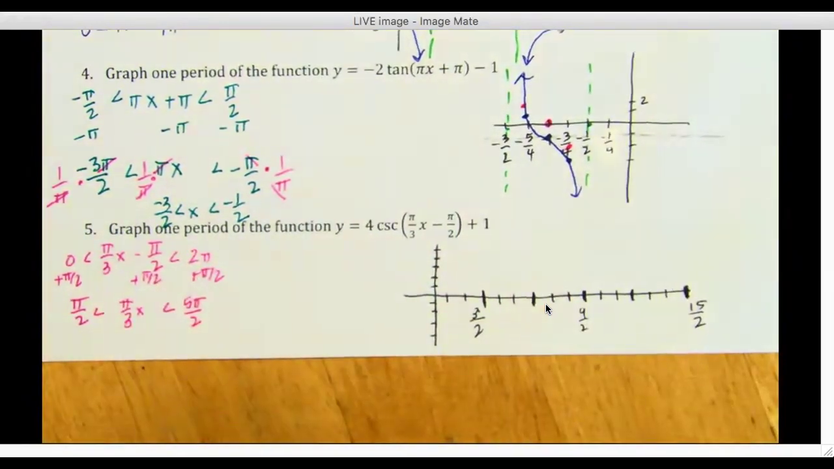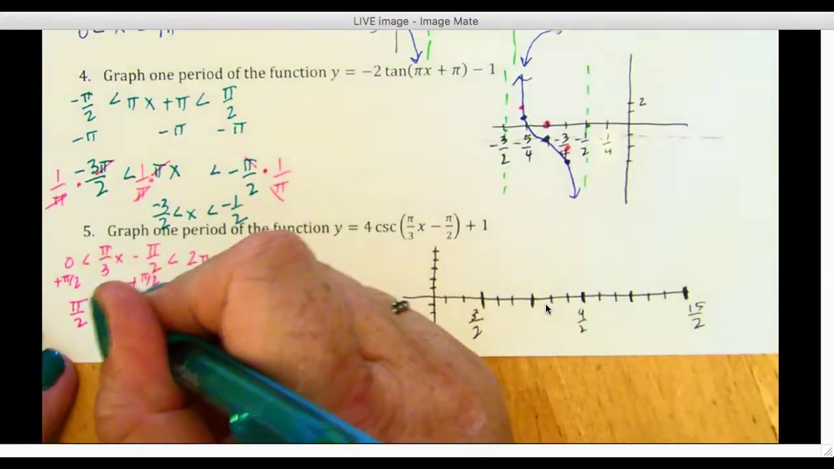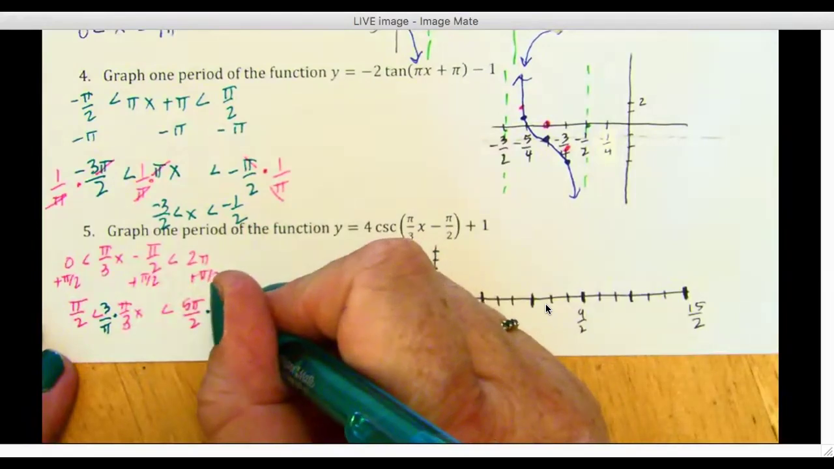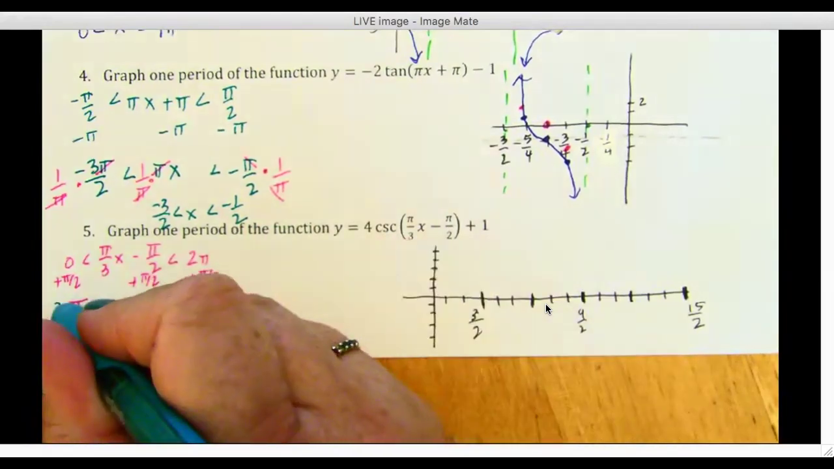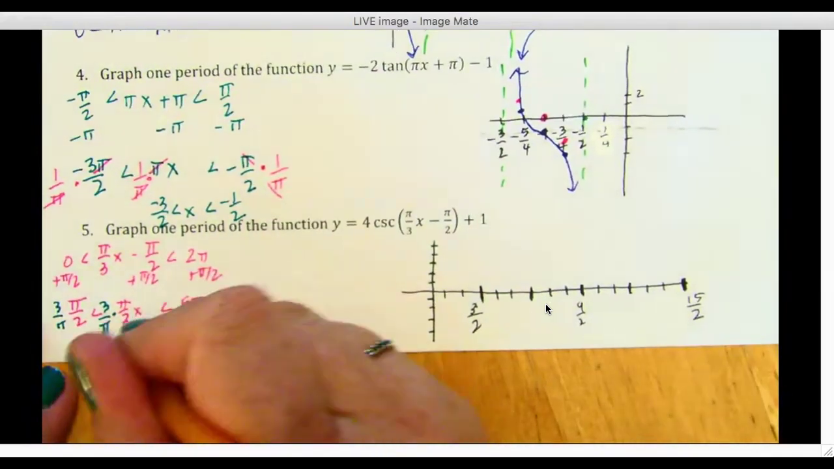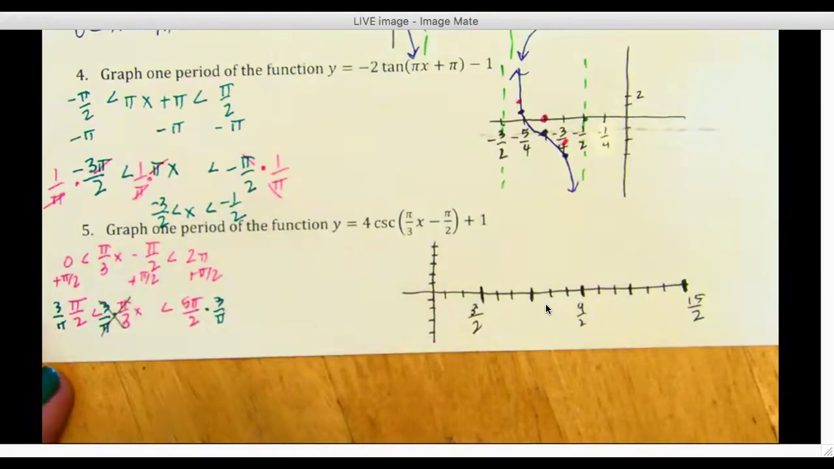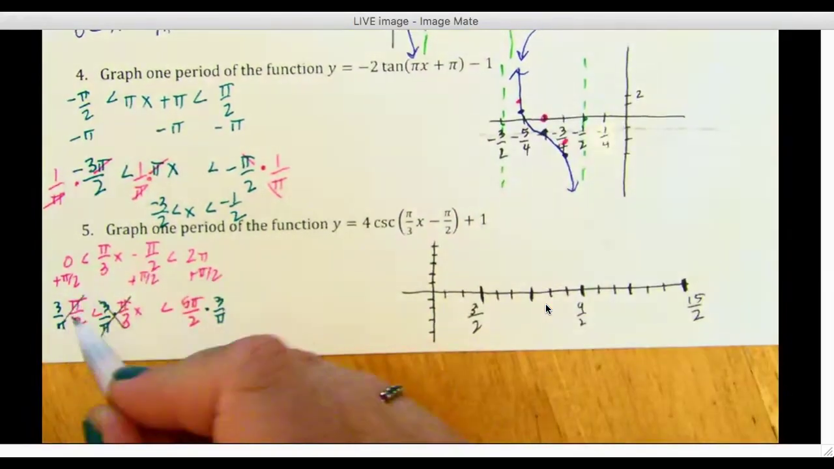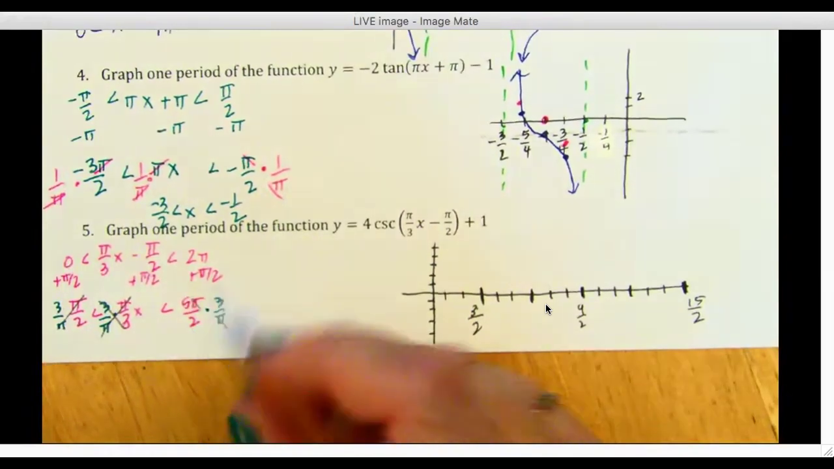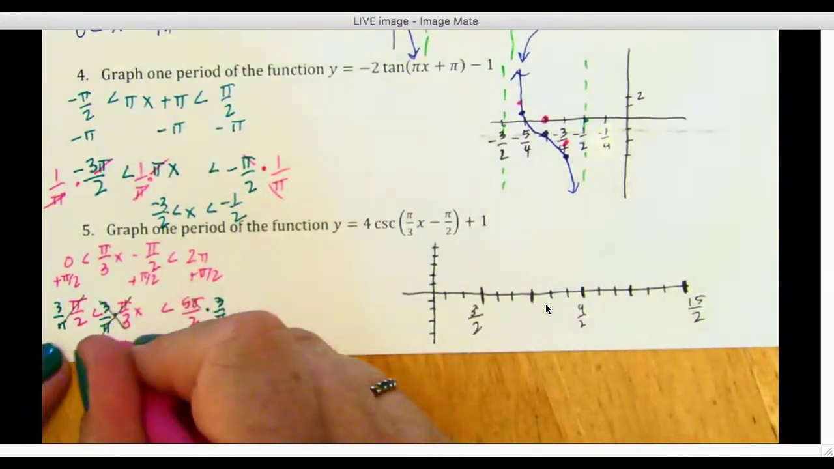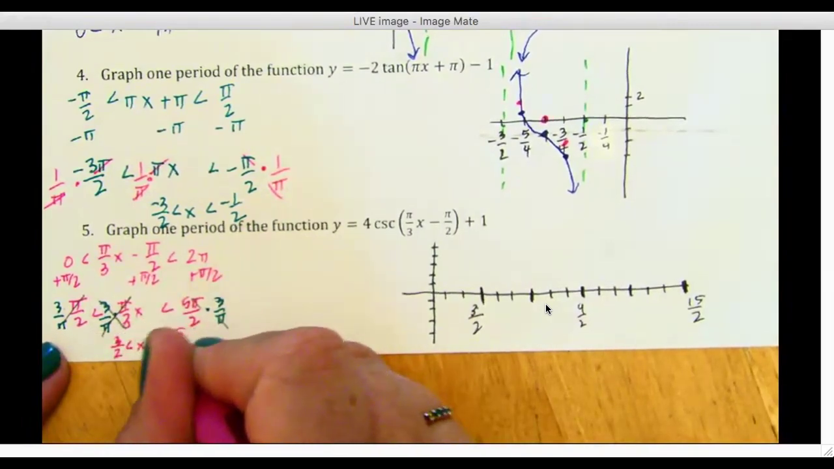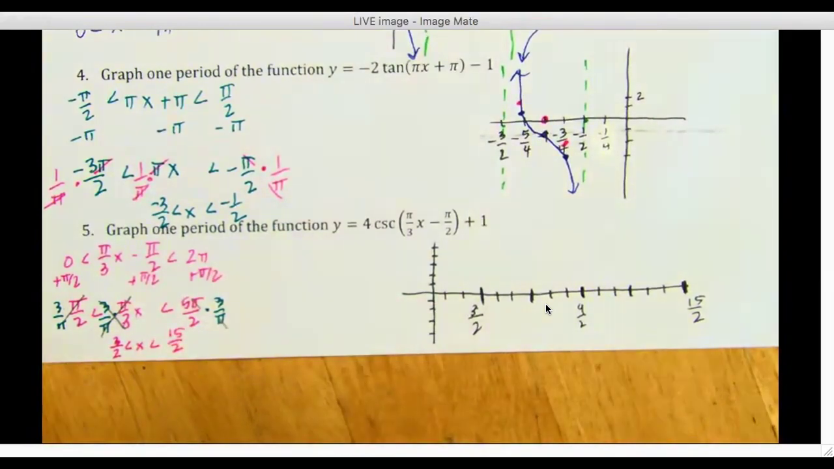And in order to get rid of this pi/3, I'm going to multiply by 3 over pi. And what happens then is my pi's cancel, my 3's cancel, and then here my pi's cancel and I have 3 over 2, and here my pi's cancel and I have 15 over 2. So my graph goes from 3 over 2 to 15 over 2. So I counted by 1/2.